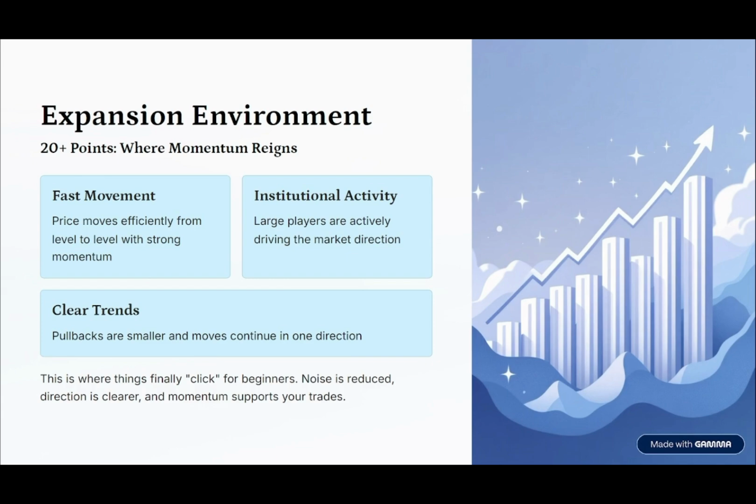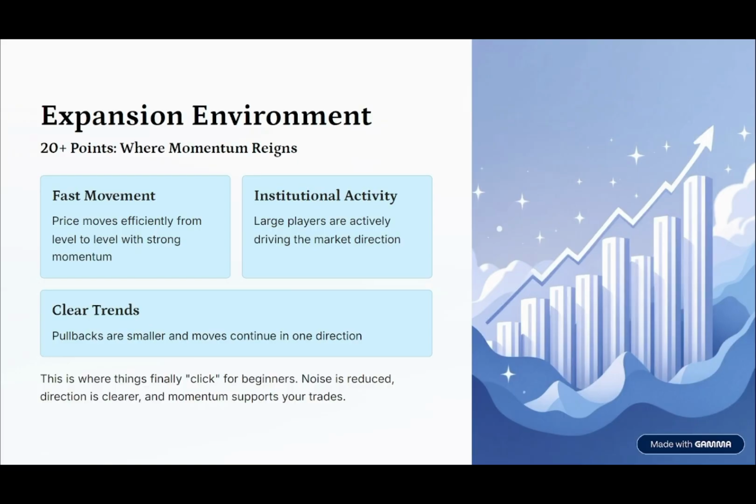The fourth one is the 20 plus point spread known as expansion environment. Now, these are very wide spreads that occur during really fast market movement with strong momentum and price running efficiently from level to level. A spread this size indicates high institutional participation from larger players who are driving the direction of the market. This spread also offers some of the cleanest directional environments with smaller pullbacks.